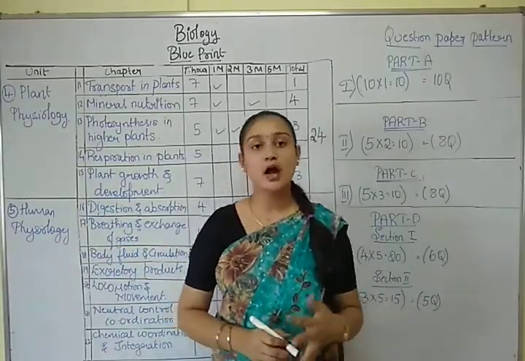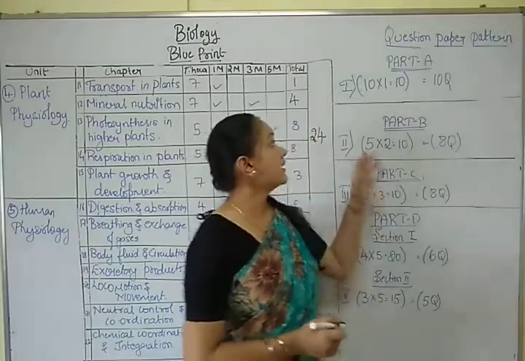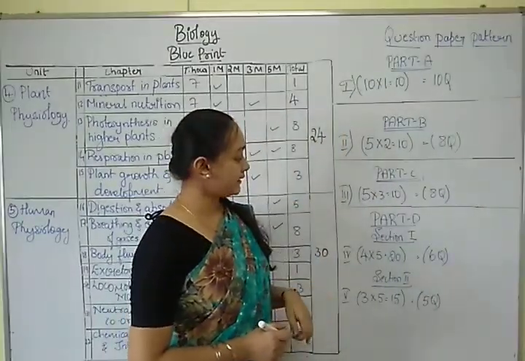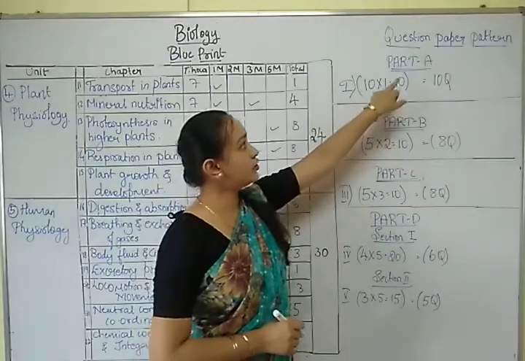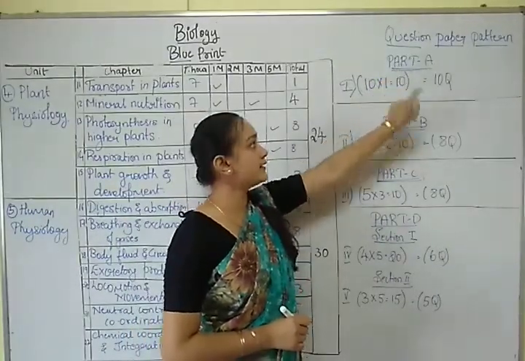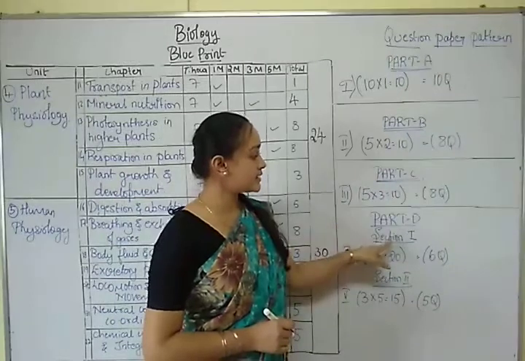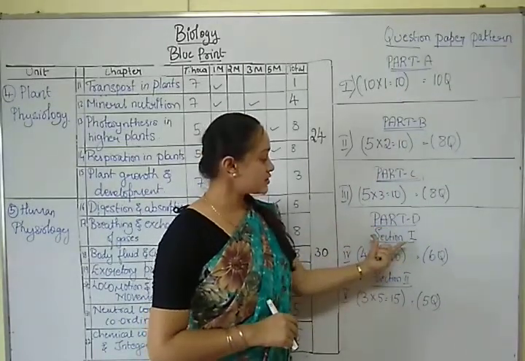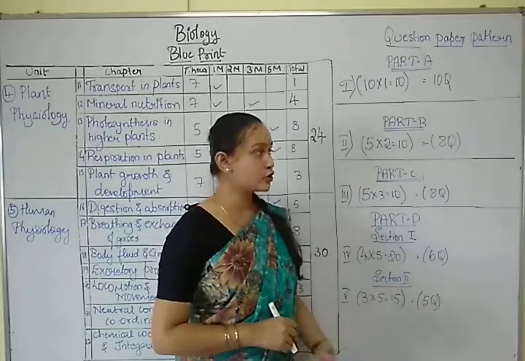Now let's see the question paper pattern. In the question paper pattern, we can see there are 4 parts in total: part A, part B, part C and part D. In part D, there are 2 sections, section 1 and section 2.